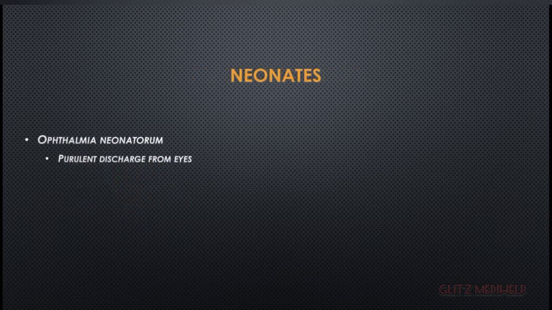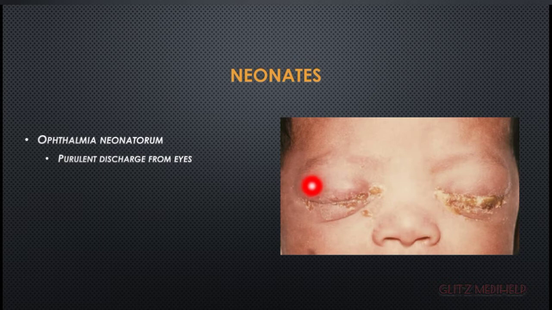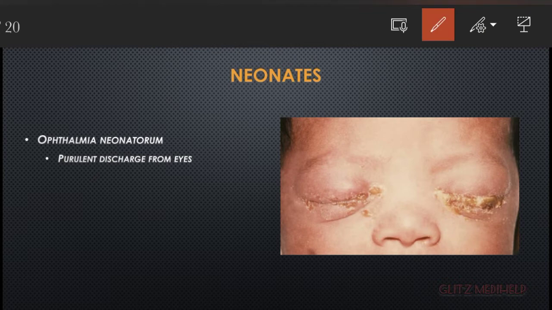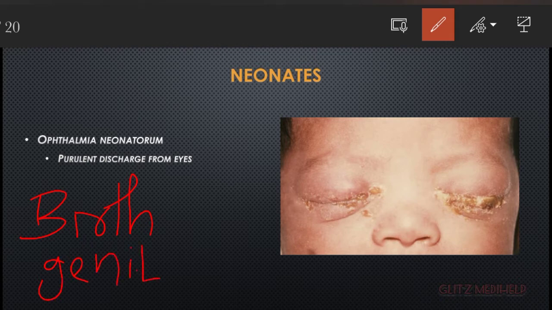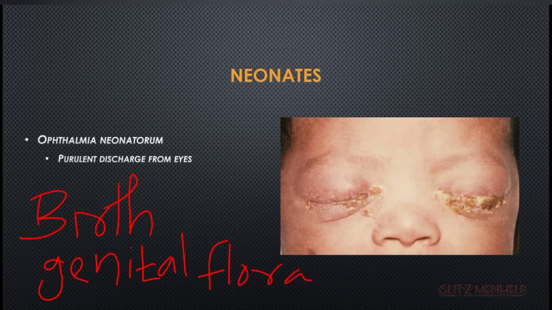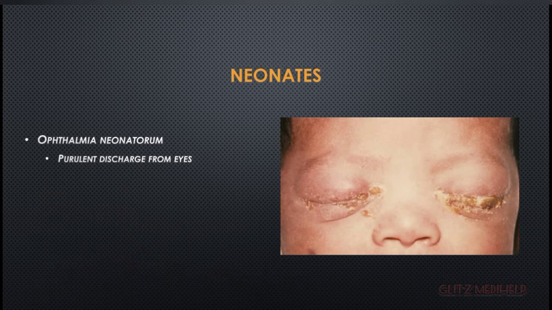In neonates, there is a disease called ophthalmia neonatorum. It is characterized by purulent eye discharge. It usually starts within 2 to 5 days of birth. Here, we have to remember 2 points. One, this infection occurs only at the time of birth and it is from the colonized maternal genital flora. We have heard about various infections that can spread via the placenta, but this is not that case. This occurs only at the time of delivery when the baby comes in contact with the genital region of the mother where the bacteria are colonized. These 2 points we must remember.